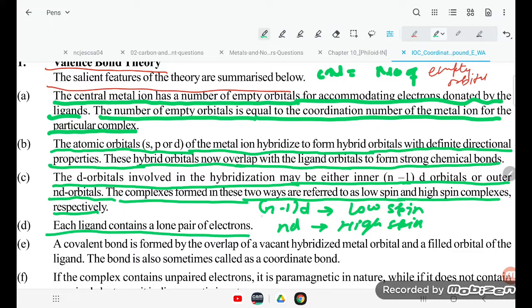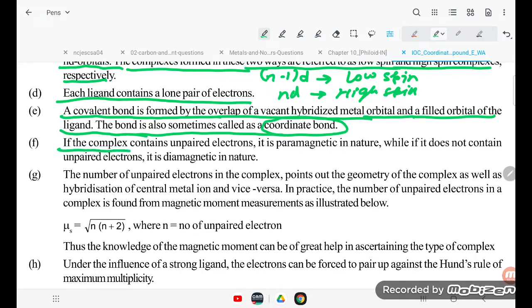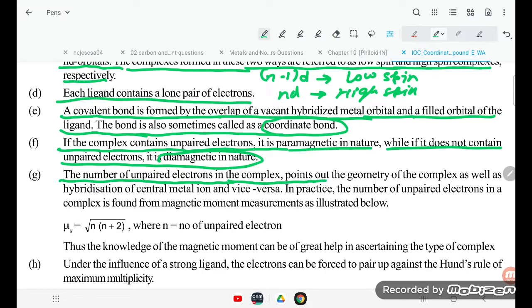Each ligand contains a lone pair of electrons, students. A covalent bond is formed by the overlap of a vacant hybridized metal orbital and a filled orbital of the ligand. The bond is also sometimes called the coordinate bond. If the complex contains unpaired electrons, it is paramagnetic in nature, while if it does not contain unpaired electrons, it is diamagnetic in nature. The number of unpaired electrons in the complex points out the geometry of the complex as well as the hybridization of the central metal ion, and vice versa.